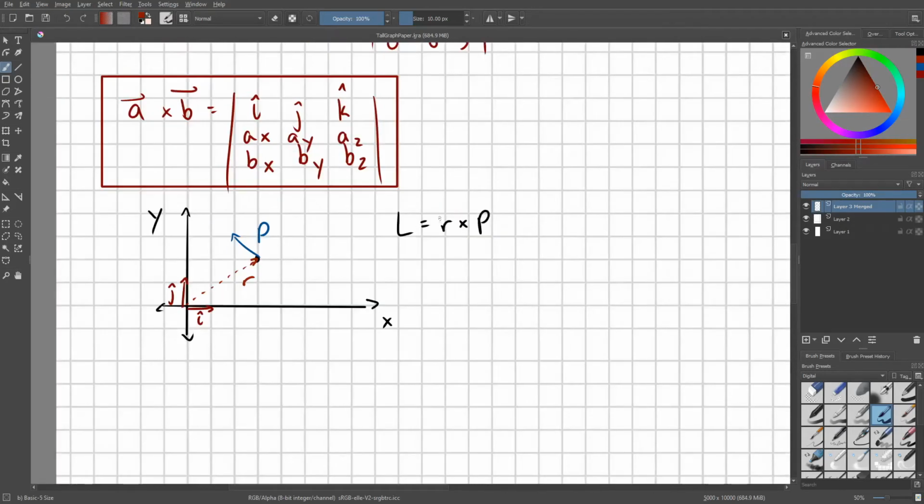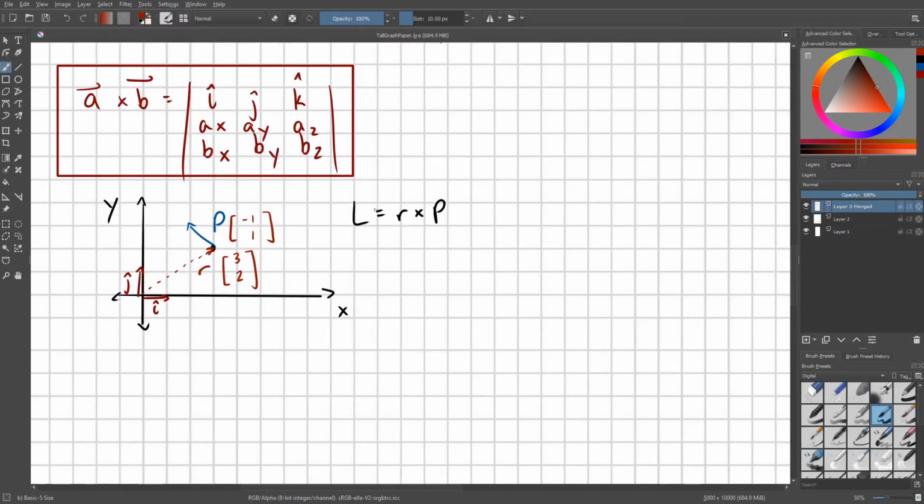And so, in order to do this, let's go ahead and determine what each of these vectors are. And so my r goes 3 units to the right and 2 up. My p goes -1 x units and 1 y unit. Alright, perfect.